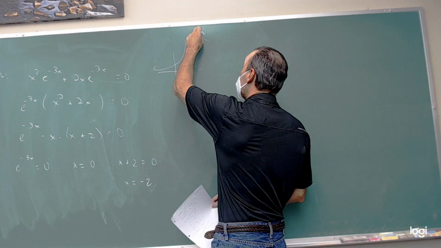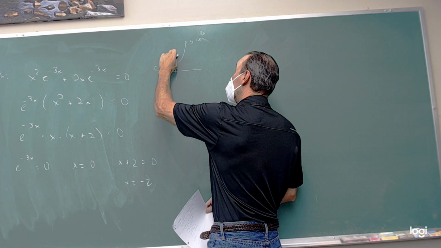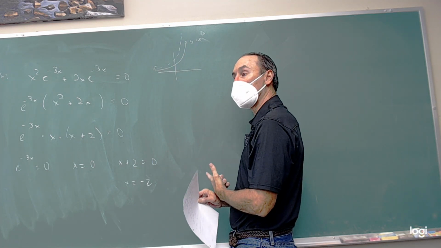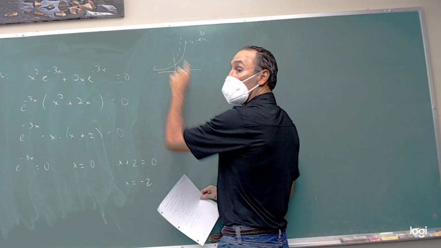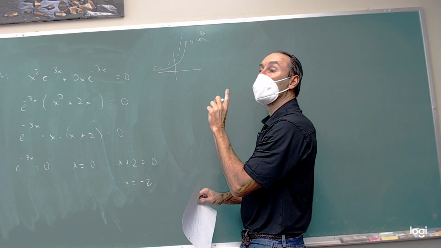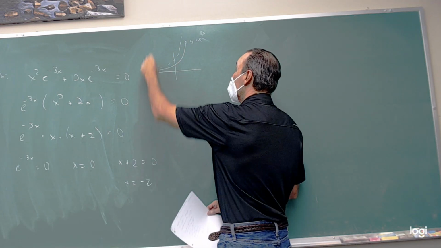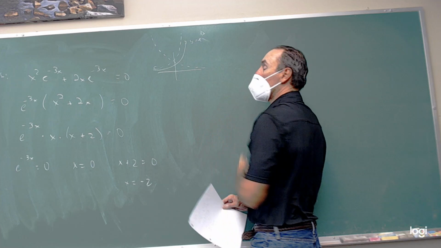So e to the 3x would just be a vertical stretch. We haven't really talked about that, but from before, the negative is going to do what? It's going to flip it across the y. The negative in front would flip it in the x. The negative in the exponent is going to flip it there.